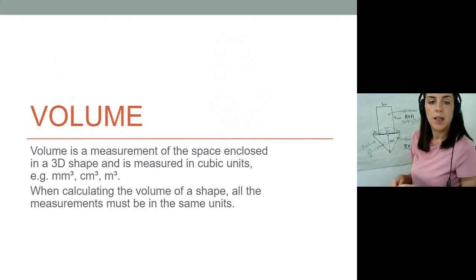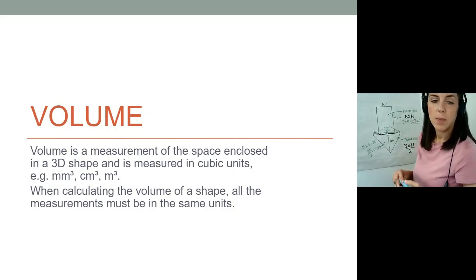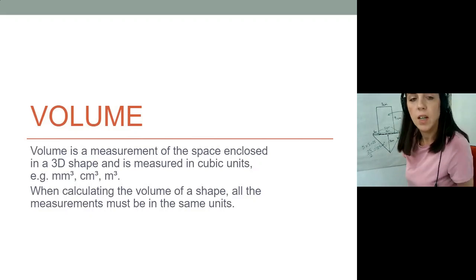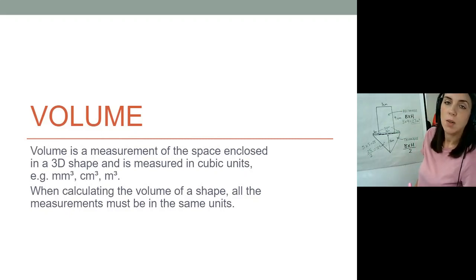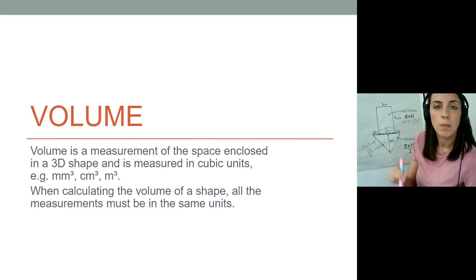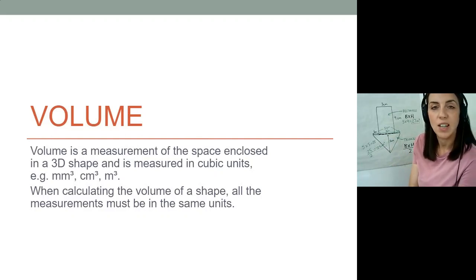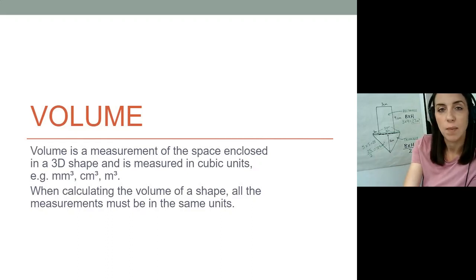So volume is a measurement of the space enclosed in a 3D shape and is measured in cubic units, for example, millimetres cubed, centimetres cubed, metres cubed. So you notice in volume, everything is cubed or to the power of 3, because we end up multiplying 3 different measurements together. So when calculating the volume of a shape, all the measurements must be in the same units, just like every other time and every other shape that we have.